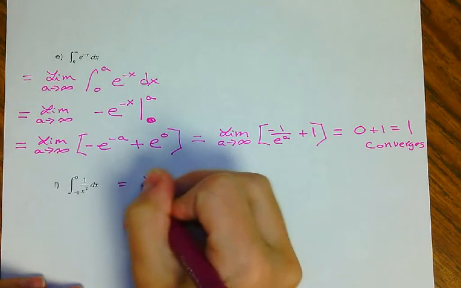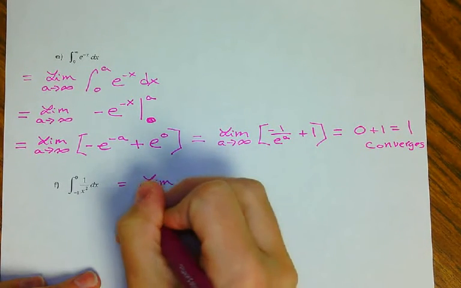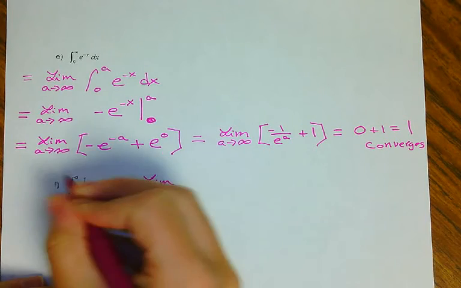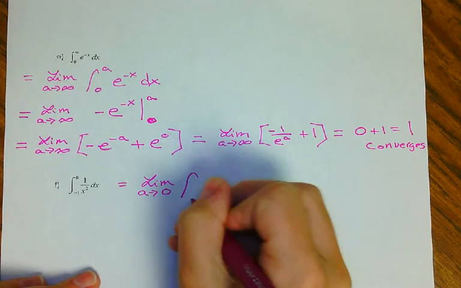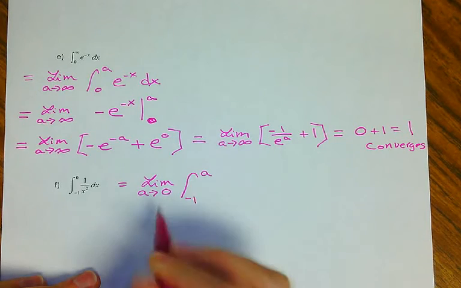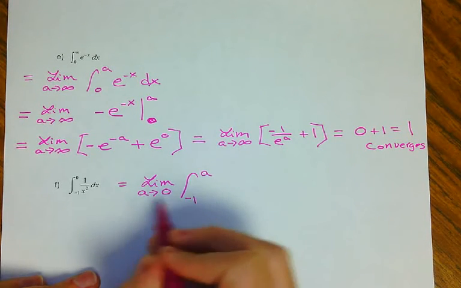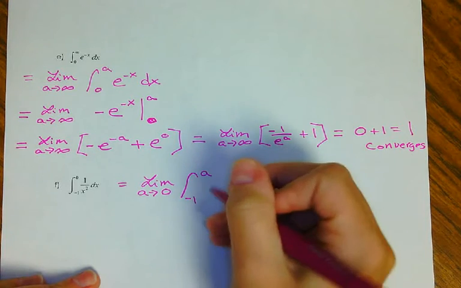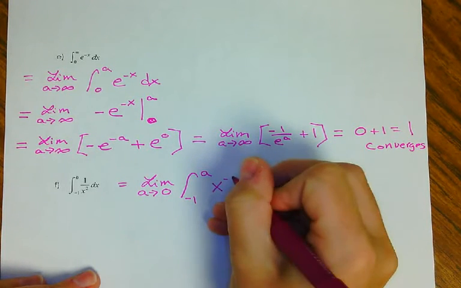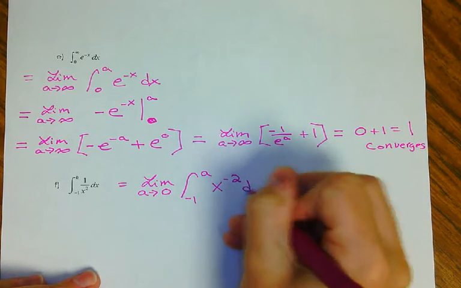So we are going to take the limit as a approaches 0, because that's kind of the trouble spot, the problem point, I think I called it in the notes. And we're going to go from negative 1 to a, right? Because we're not really allowed to plug in 0. So we're going to get really, really close to it. That's what that limit is allowing us to do. And I'm going to go ahead and call that x to the negative 2 dx.